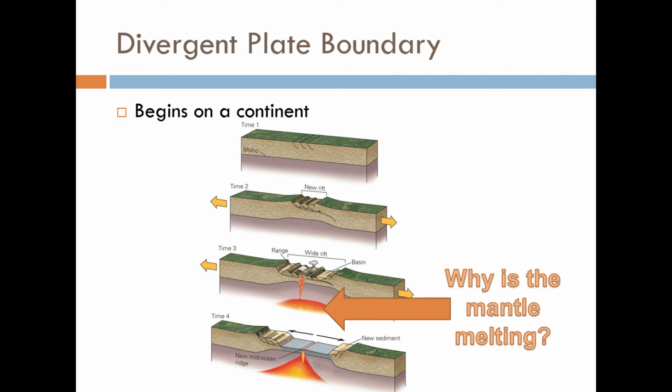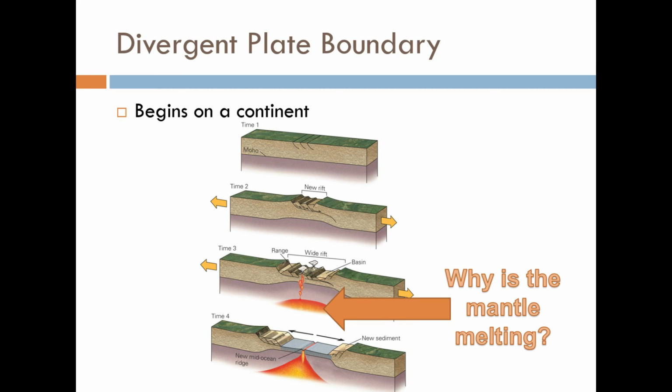Now this begs the question though, why is the mantle melting here? Well, I guess part of it is, why doesn't the mantle melt in the first place? It's really hot, right? So it's pressure. Pressure keeps that mantle solid. And that pressure is called lithospheric pressure. It's the weight of the rocks above it pushing down on it.